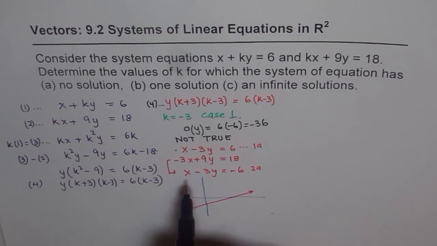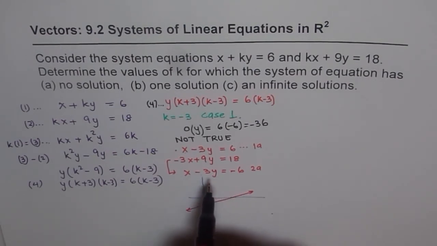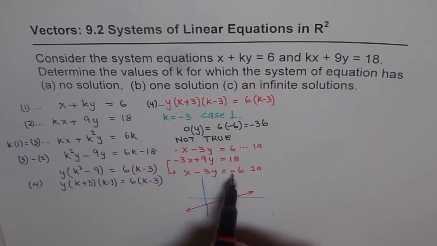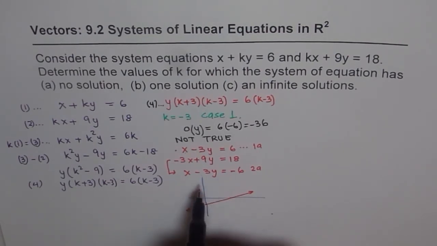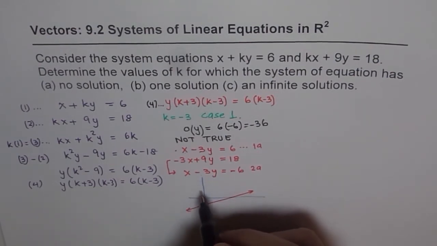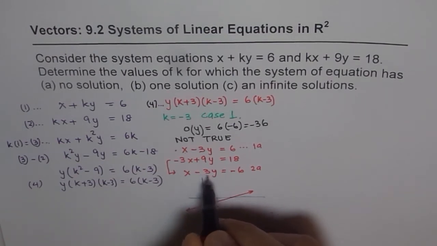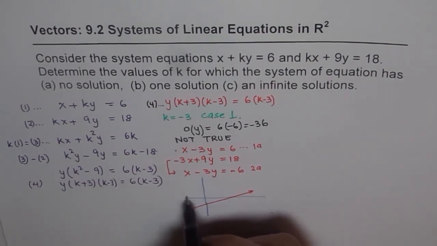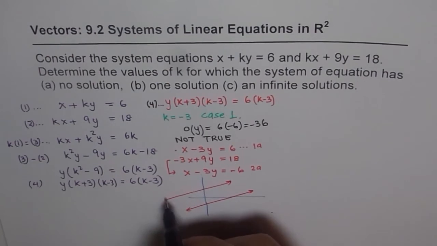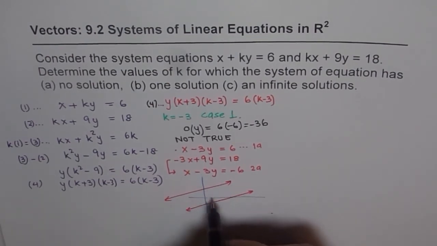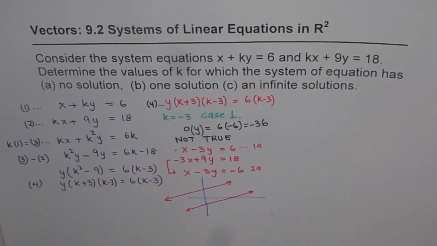Correct? And for the next equation, the x-intercept is minus 6, right? And the y-intercept is plus 2, if I divide. So we have the other line which is like this. So these are two parallel lines and they will never intersect. So that is how the case is when k equals minus 3.